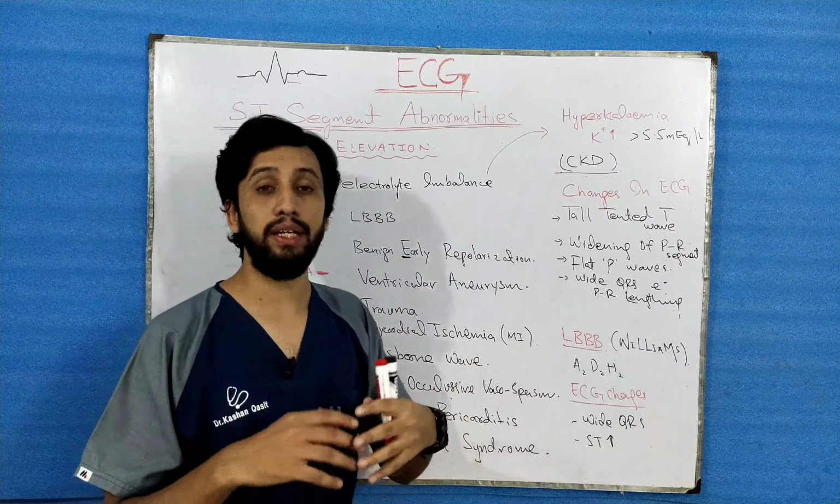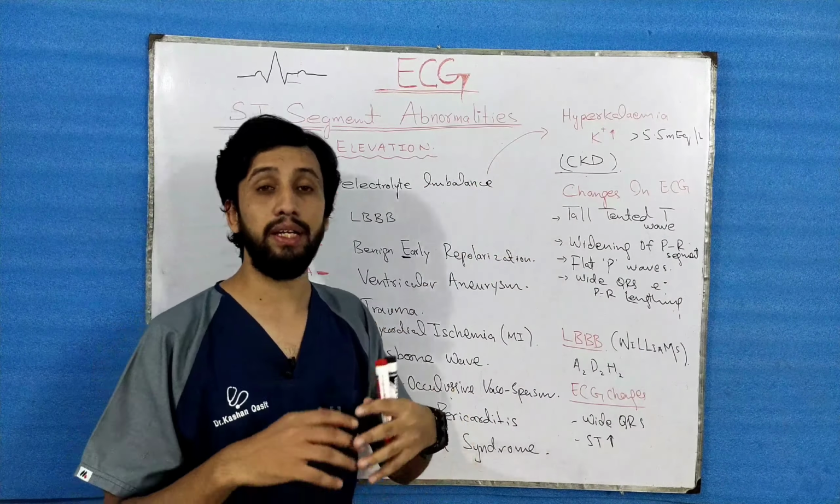The earliest change you will notice on an ECG will be tall tented T waves. Then you will also notice widening of the PR segment. There will be ST segment elevation, and this is the cause for ST segment elevation. Then you will also notice flattening of the P wave and widening of the QRS complex with PR segment lengthening. All these are the changes you will notice on the ECG paper of a patient with CKD or hyperkalemia.